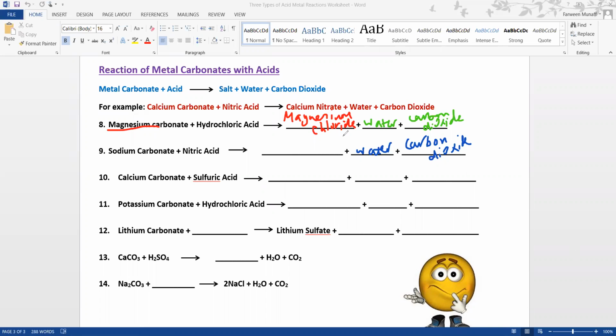Yeah, sodium nitrate. Excellent. Good work. Because we've got sodium as our metal, and nitric acid we know forms the salt known as nitrate. So that is going to form sodium nitrate there. Good work. Sodium nitrate. Okay, now the next one I'm going to give you guys to do all by yourself.